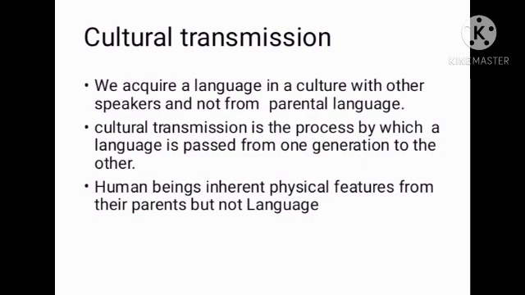Dear students, the most important point is we acquire a language in a culture with other speakers and not from parental genes. Language is not inherited, it is acquired in an environment.